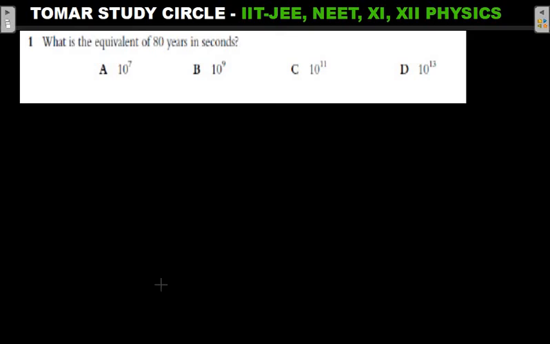Dear student, today we are going to discuss exam style questions of chapter 1. The first question is here. In this question it is asked what is the equivalent of 18 years in seconds.